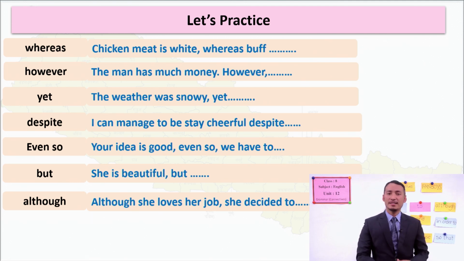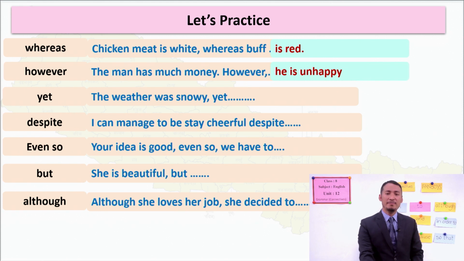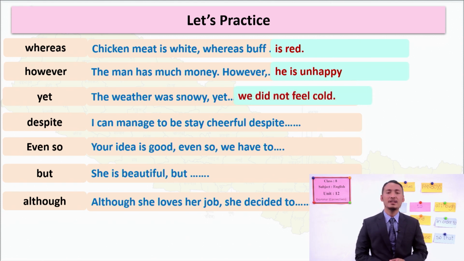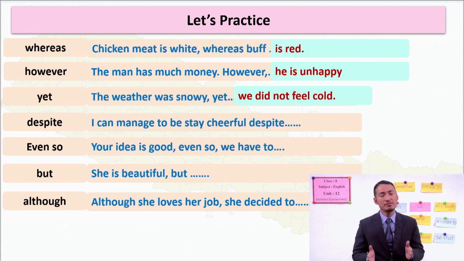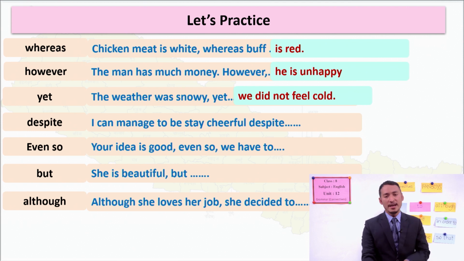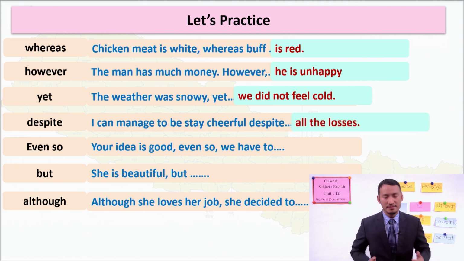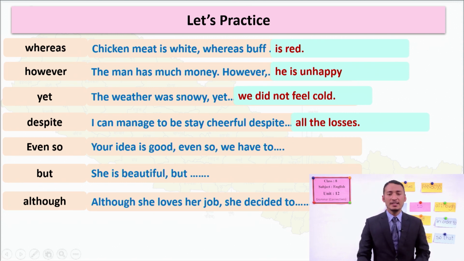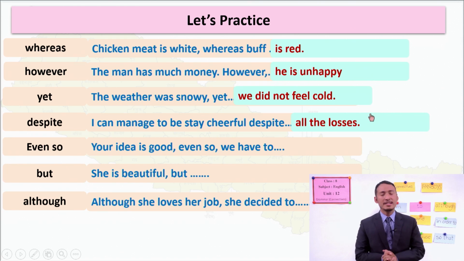Chicken meat is white, whereas buff is red. Okay. The man has much money, however, he is unhappy. The weather was snowy, yet we did not feel cold. It was snowy, it was supposed to feel cold, but we did not feel cold. So we use yet there. And I can manage to stay cheerful despite all the losses. Okay, these are some of the sentences I have completed.